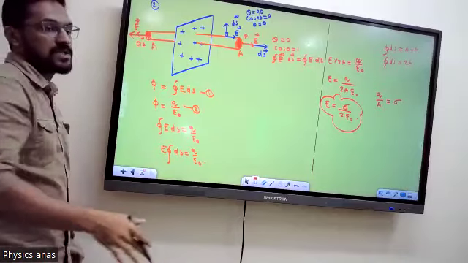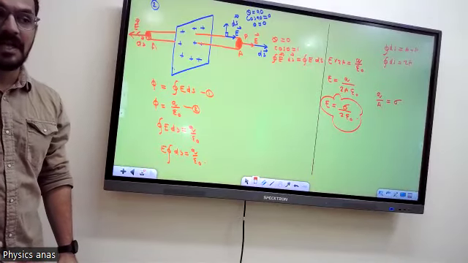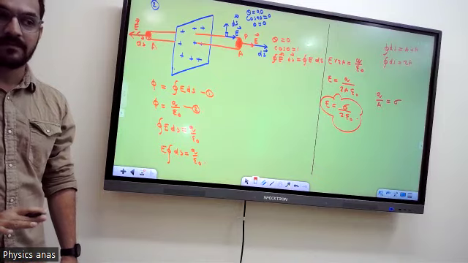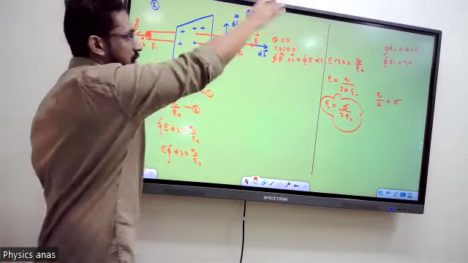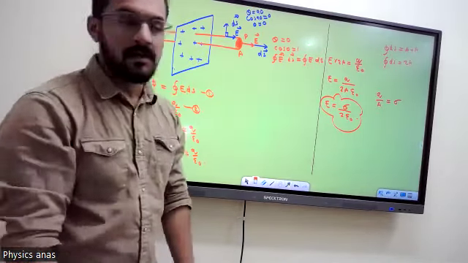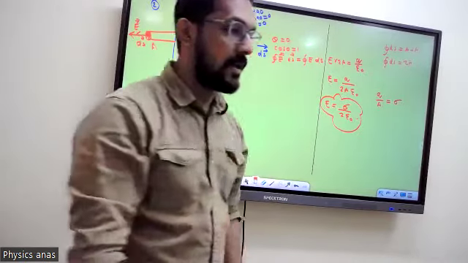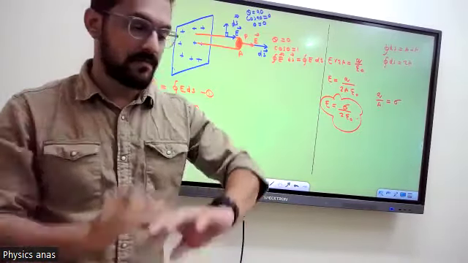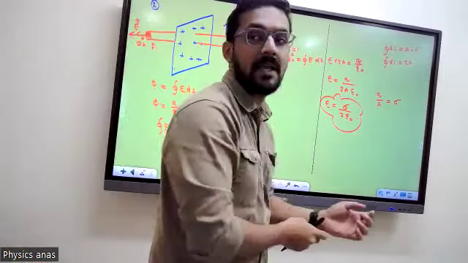This is for one sheet. If there are two sheets, that will be sigma by epsilon naught. If there is a positive sheet and a negative sheet close together, then the electric field will be E is equal to sigma by epsilon naught.